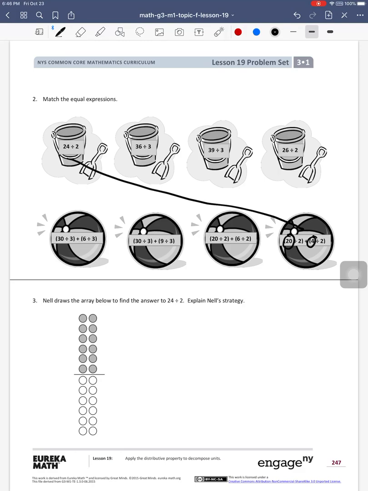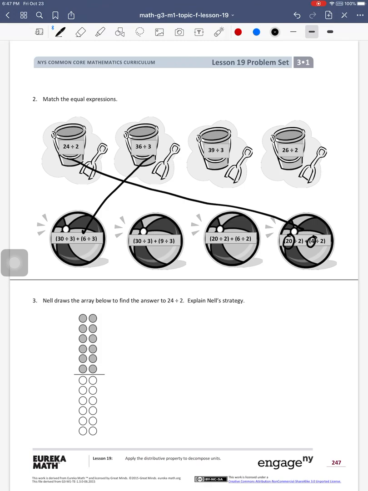All right, so now let's look at this one. The second bucket and shovel. We're looking for 36 divided by 3. Ooh, look at this first beach ball. I see 30 plus 6. Is that 36? It absolutely is. So we can match that. Easy peasy.